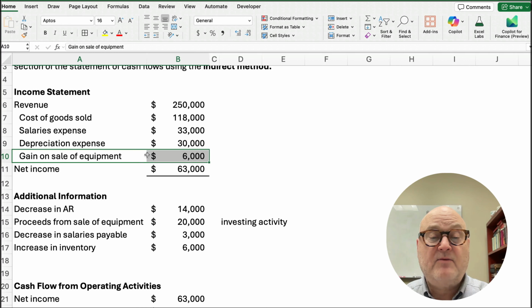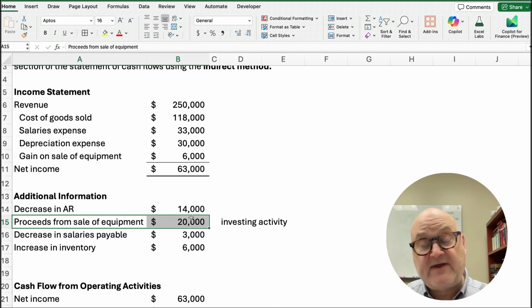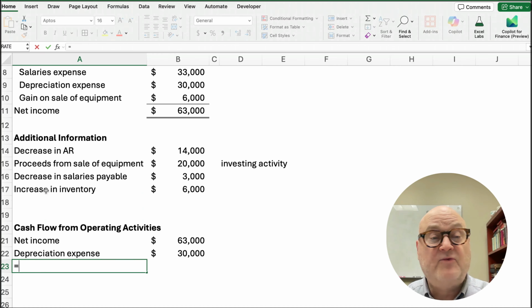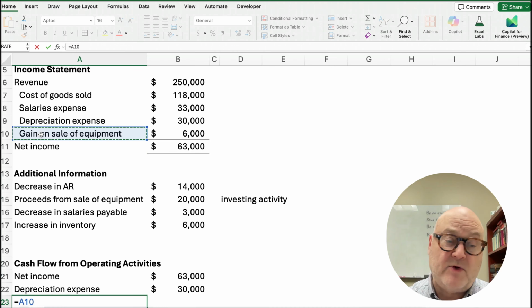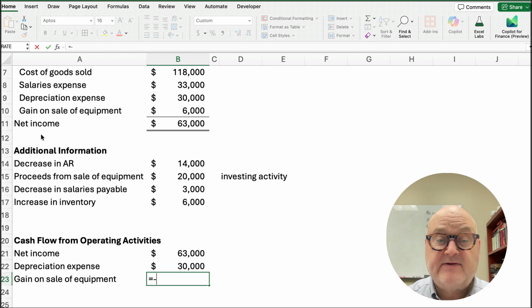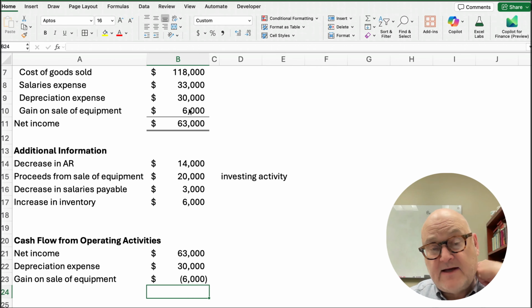But the gain, we recognize, hey, we've sold it for 20,000. That's our cash flow. We're not getting another 6,000 on top of that. That's what we received. So we're going to take out the gain. So this seems weird. So that's one reason I want to show you this. The gain on the sale of equipment is going to be a minus 6,000 because that's not an extra 6,000 cash. Because we start with net income, we're going to take out any gains and add back any losses.